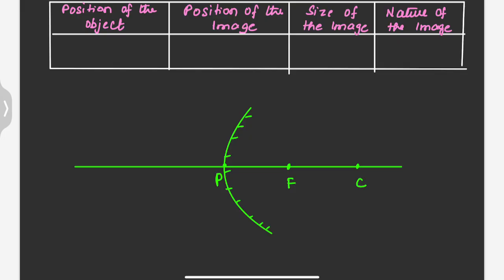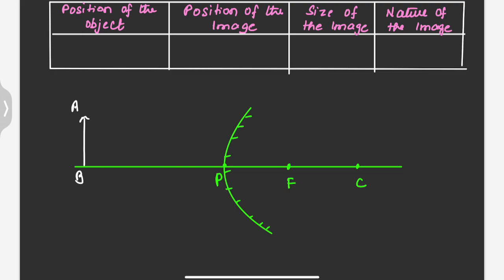So now where we have to place the object? So we have to place the object in between infinity and the pole. Infinity is somewhere here, the pole is here. So between this, anywhere you can place. I can place here, I can place here. Anywhere you can place the object. So let me place the object here. So this is AB. Object I have kept here.